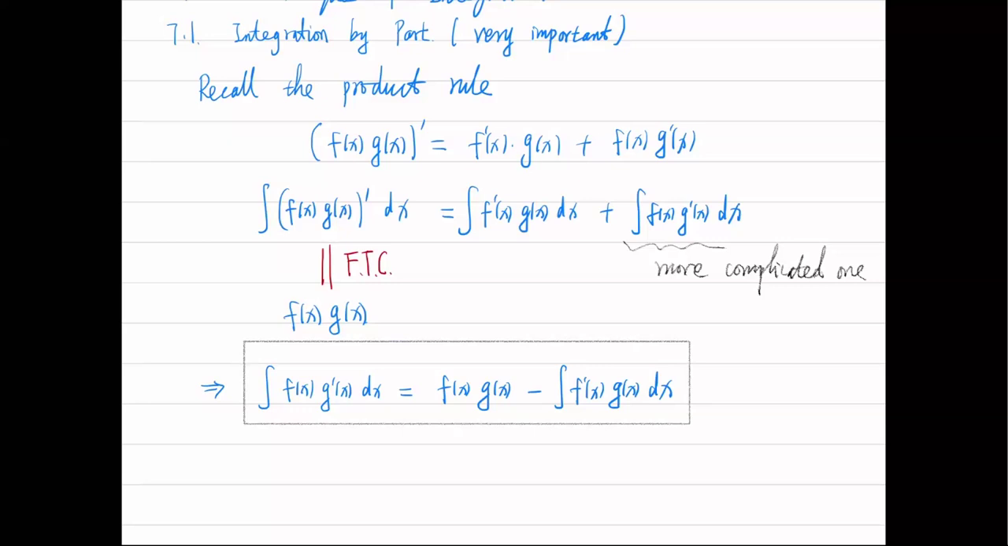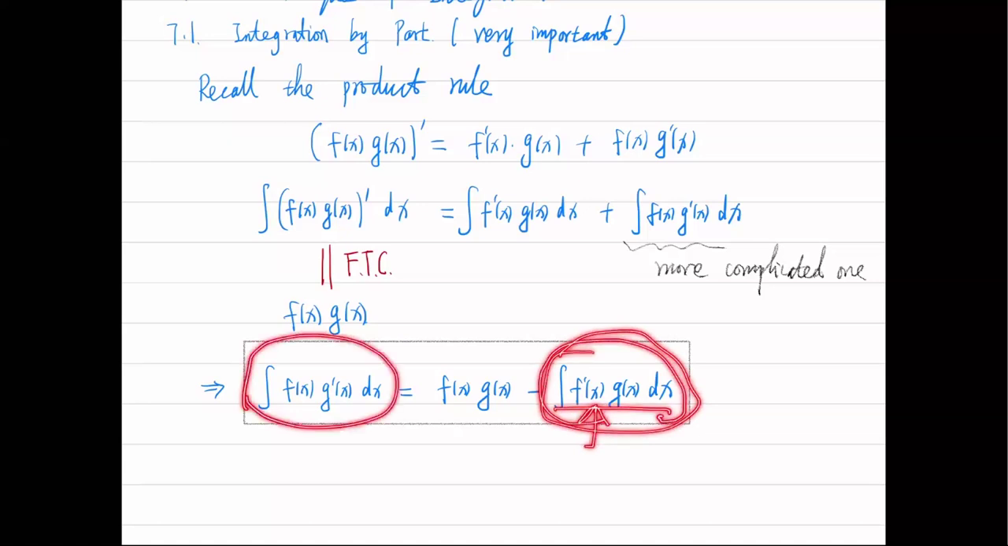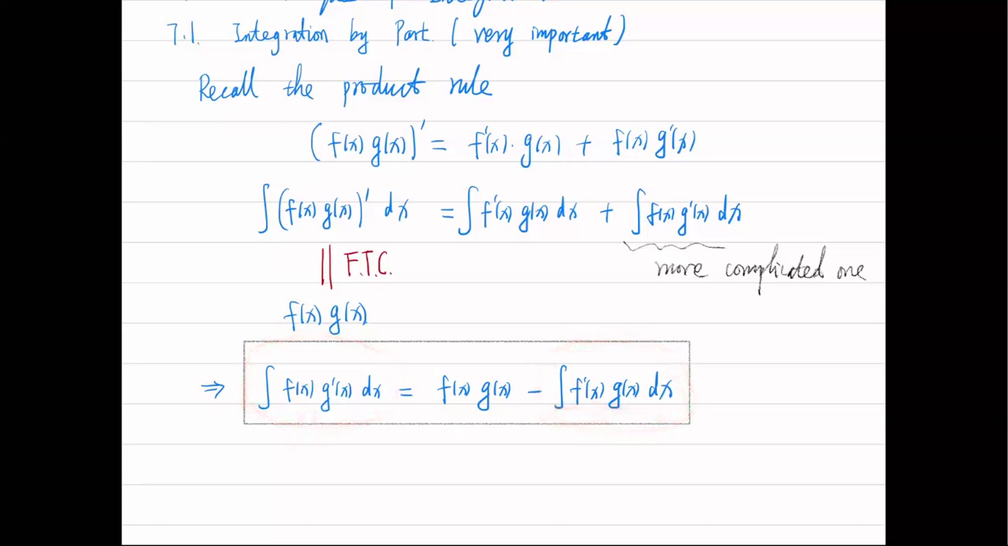Okay. So this in most cases is relatively easier to integrate. If we can integrate this easier one, then we know what the integration of this complicated one is. So this is called integration by parts. So which one do we integrate? Integrate this part or integrate this part. So this is the name of this technique, integration by part. This is what we call integration by part.